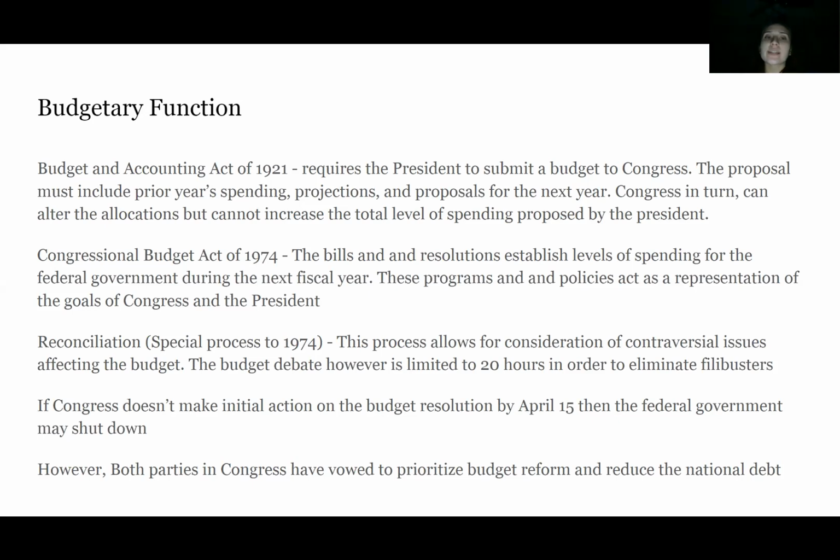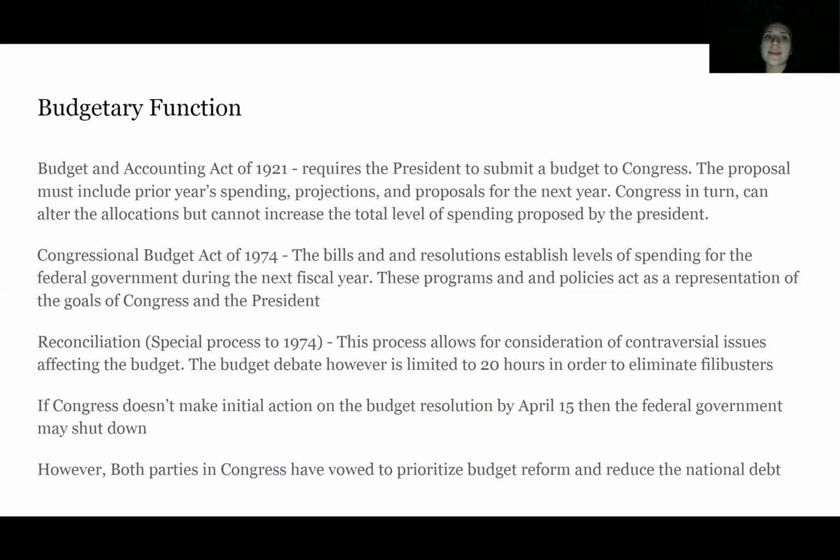The Congressional Budget Act of 1974 was then put into place, and the bills and resolutions established levels of spending for the federal government during the fiscal year. These programs and policies act as a representation of the goals of Congress and the president. So the reason that Congress has to go back and look at the president's budget is because it's a representation of both Congress and the presidential group. It's going to represent what our government wants to focus in on this year. So it is very, very important that there is kind of an agreement between the two.